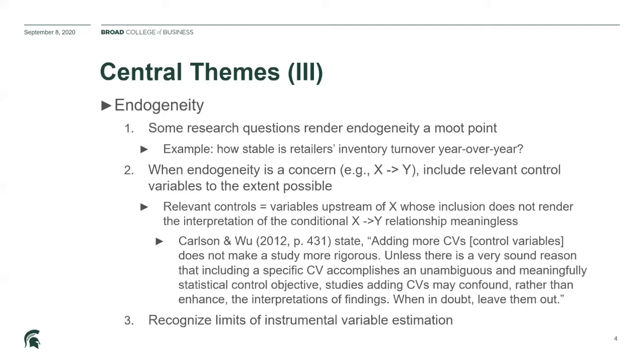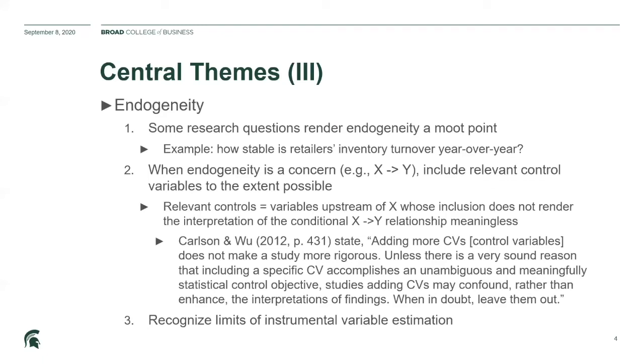Now, anytime we're arguing some construct represented by measure or measures X affects another construct, which we'll call Y, then we have the issue of endogeneity raising its head. Most important thing, include relevant control variables to the extent possible. Now, a relevant control is some variable that is theoretically upstream of our focal predictor, and this is important, whose inclusion does not render the conditional or the partial relationship between X and Y meaningless.